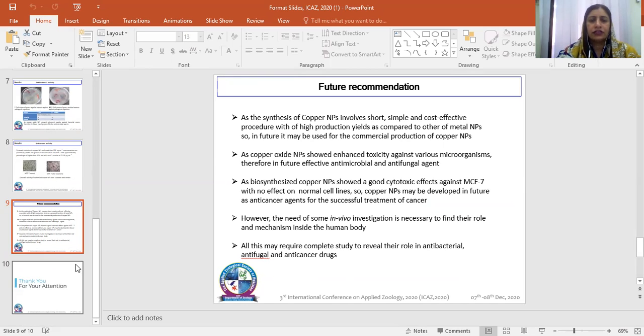The biosynthesized copper nanoparticles showed a good cytotoxic effect against MCF7 with no effect on normal cell lines. So, copper nanoparticles may be developed in future as an anti-cancer agent for successful treatment of cancer. However, some in vivo investigation is necessary to find their role and mechanism inside the human body. All this may require complete study to reveal their role in antibacterial, antifungal, as well as anti-cancer drugs. It may be a powerful therapeutic agent for the future in further research.